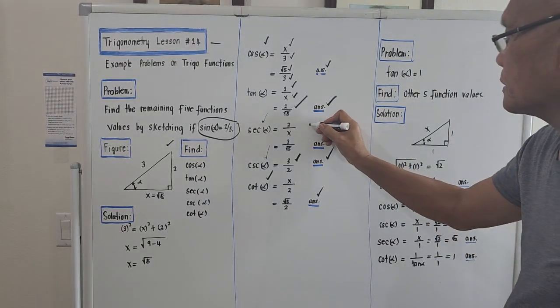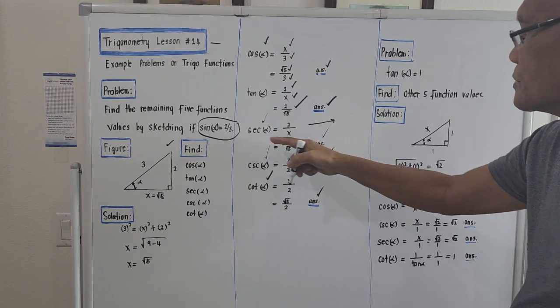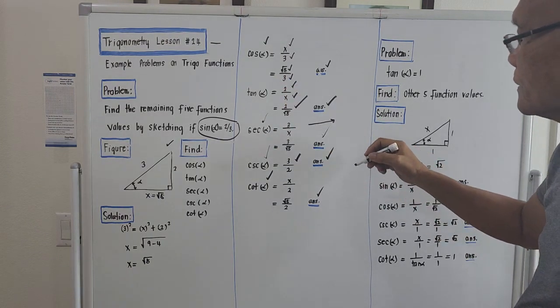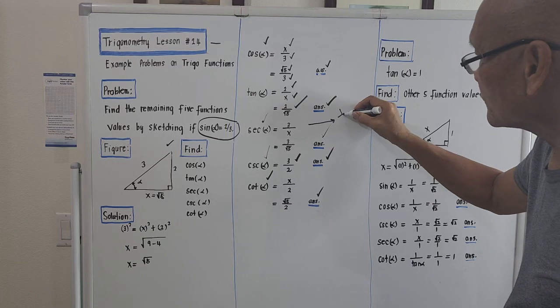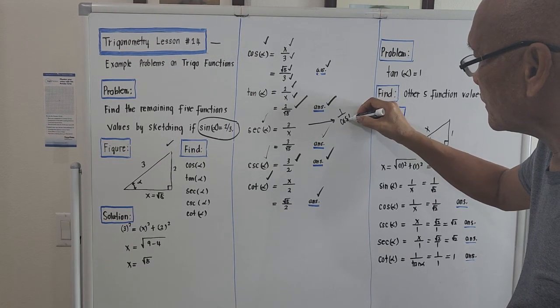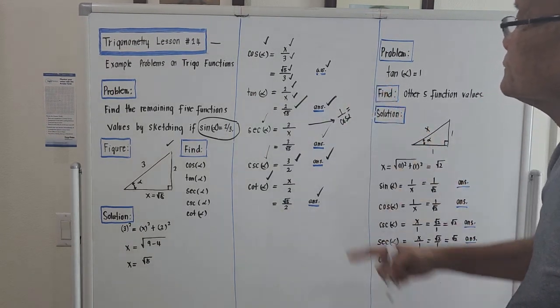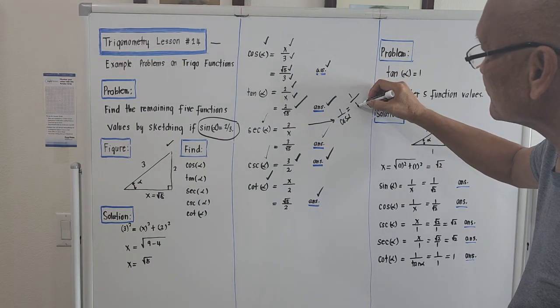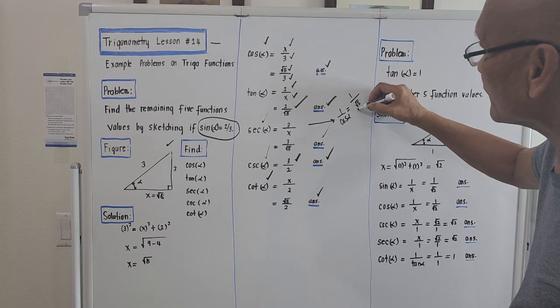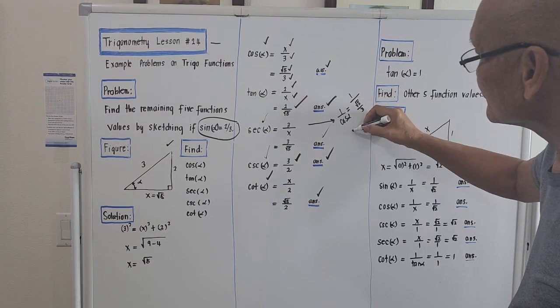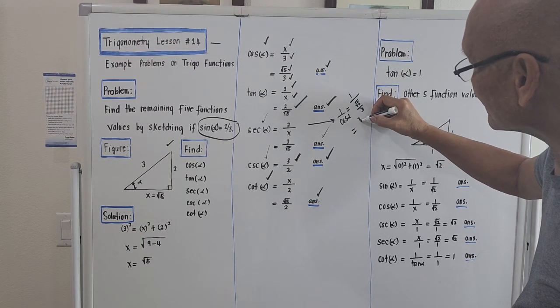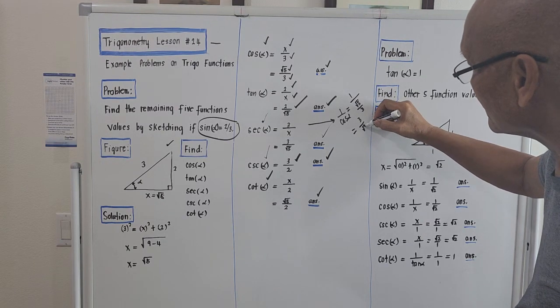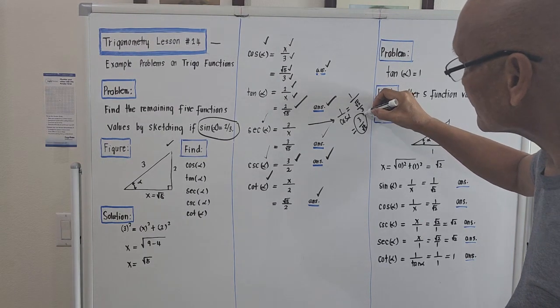In here, we could verify if this is correct, because secant is the reciprocal of cosine. This is actually 1 over cosine, right? And what is cosine? 1 over square root of 5 over 3. So this is actually 3 over the square root of 5. Same as this one.